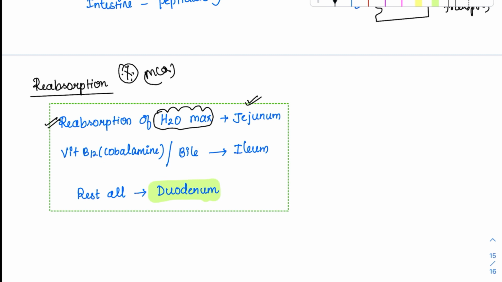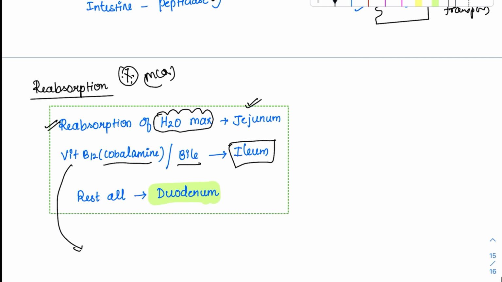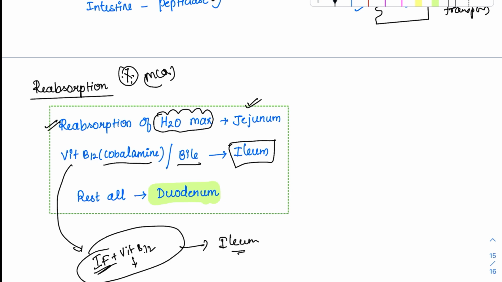or bile, both vitamin B12, which is also called cobalamin, and bile, happens in the ileum. That's why we read that whenever intrinsic factor is deficient, the vitamin B12 bound with it, whenever it is deficient, what will happen? Even the vitamin B12 reabsorption will be hampered, because both have to reach the ileum for vitamin B12 to be reabsorbed. So these are the substances which are reabsorbed maximally in the ileum, vitamin B12 as well as bile.